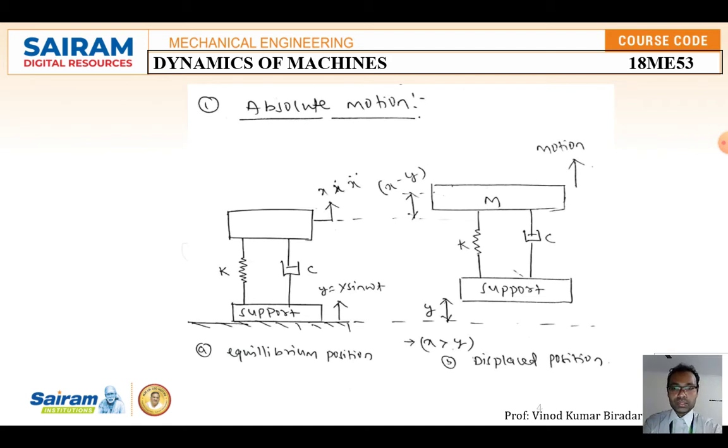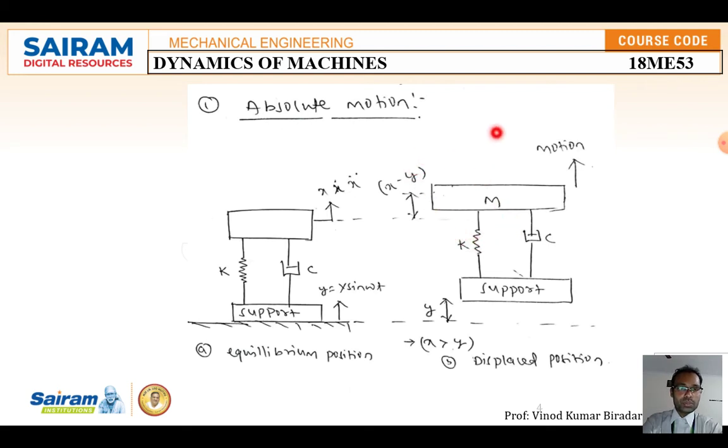Figure A shows the equilibrium position, figure B shows the displaced position. The x minus y is the displaced position, called the absolute motion. Here the vibration, that is the motion, takes place in the vertical direction, not in the horizontal direction. How many forces are acting on that particular element, that is the mass? There are three forces acting on that element: the spring force, the damper force, and the inertia force.